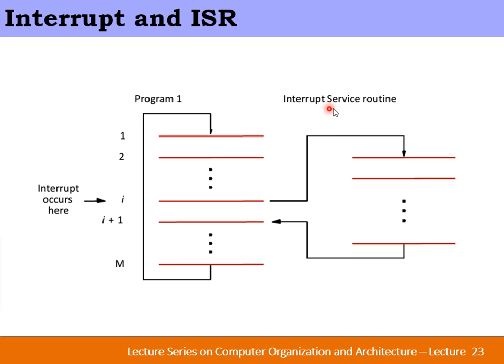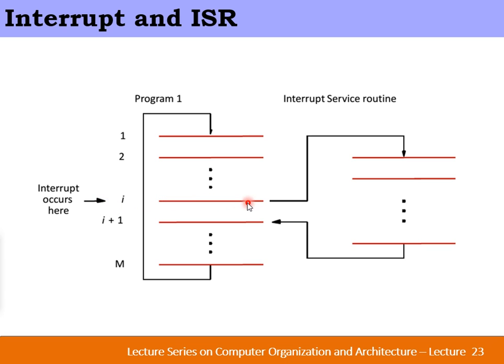I repeat, what is an interrupt service routine? For the device that generated an interrupt, a service has to be provided. Therefore the processor will be executing an ISR. A routine is nothing but a set of instructions. During execution of the ith instruction in program number 1, an interrupt has occurred.